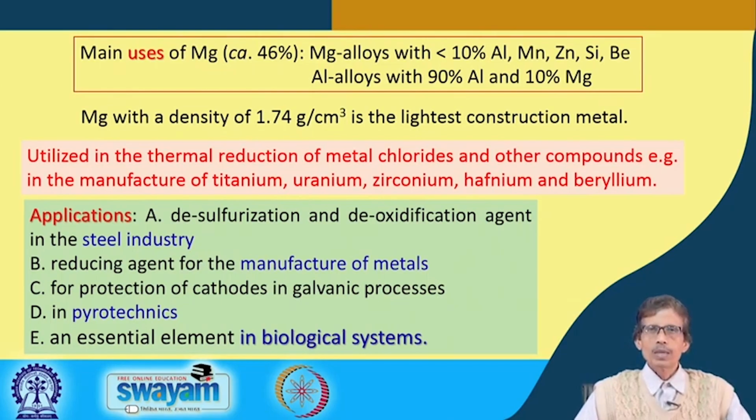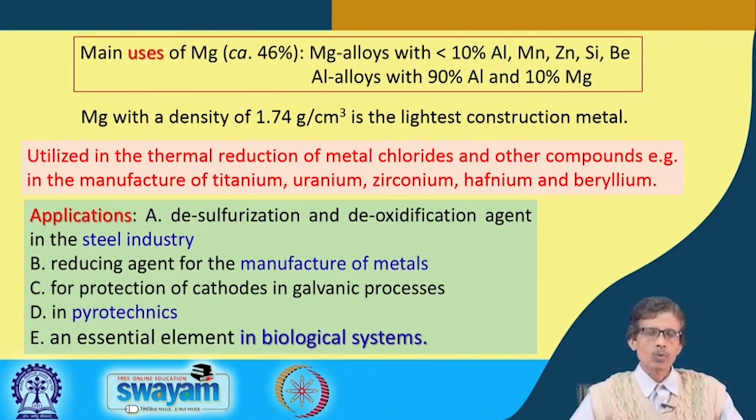Similarly, we go for deoxidification, that means the removal of trapped oxygen. Industrially, magnesium metal is very useful. As we have seen just now, it can be used for the reduction of metal chlorides, and it can also be very useful for all other types of metal manufacturing processes. So, the metal manufacturing industry is also dependent on magnesium as a reducing agent.